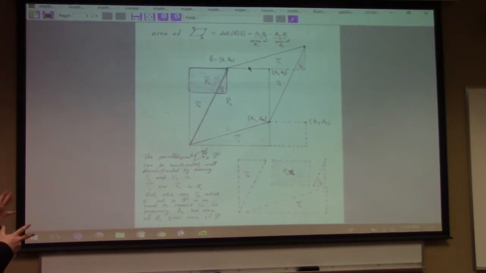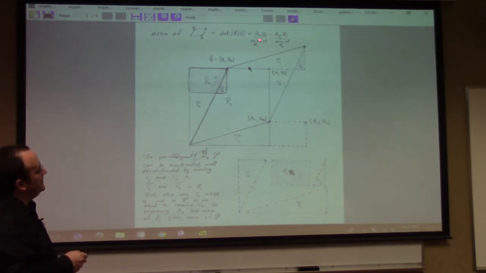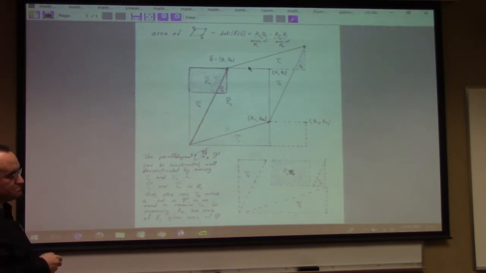It's got the same vector for two different sides, just parallel translated. So if you stare at this diagram long enough, you can see that the formula for the area of this parallelogram is in fact A1B2 minus A2B1. Let me try to explain to you how that works.